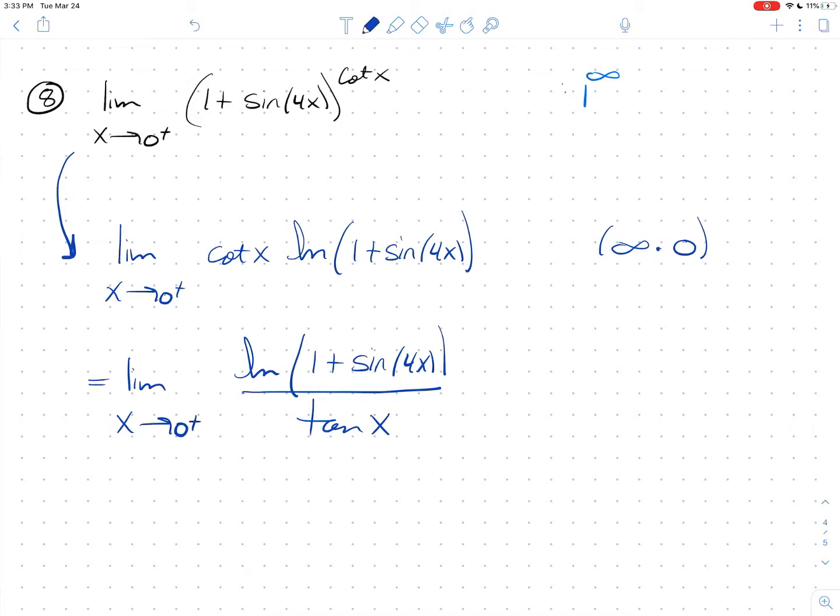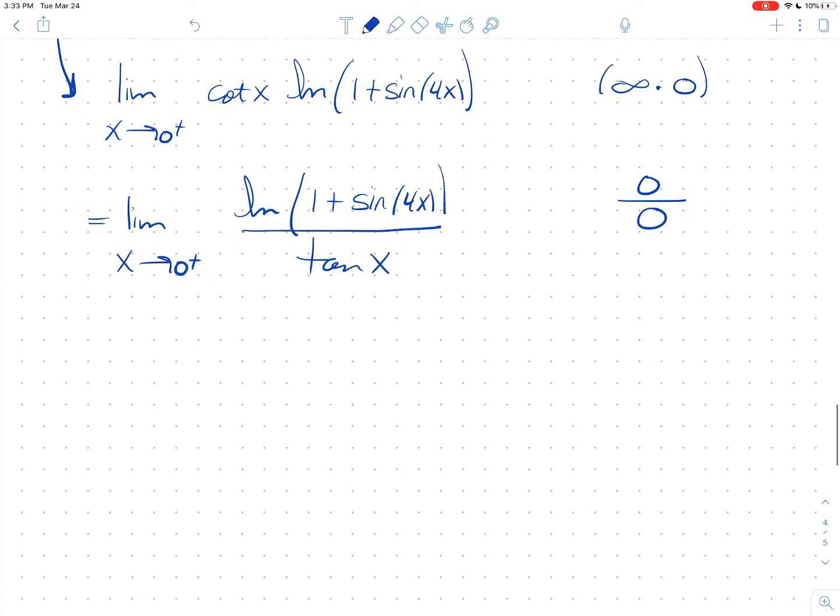Check the form. We want to use L'Hopital's rule, so I want to make sure the form is correct. We've already seen the top is going to 0, and as x goes to 0, tangent goes to 0. So we've got the right form. We can finally use L'Hopital's rule.